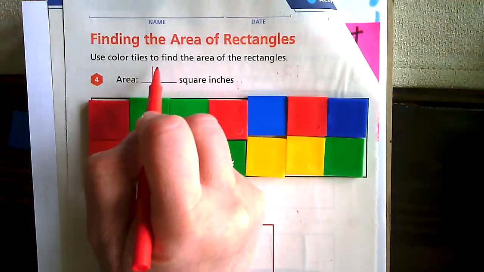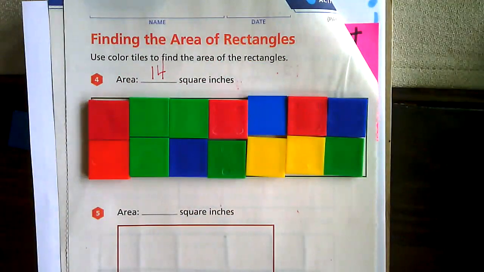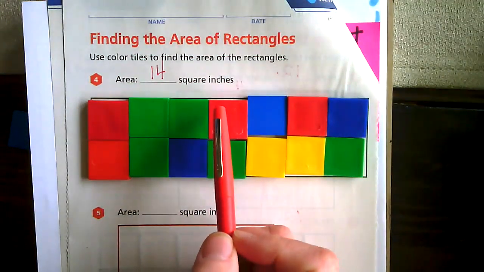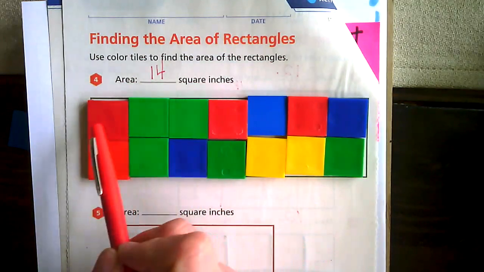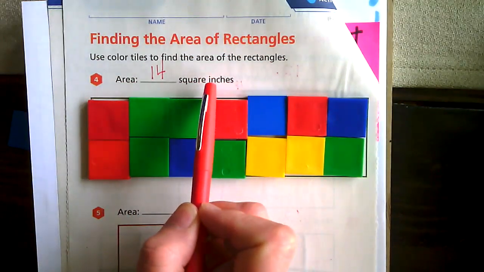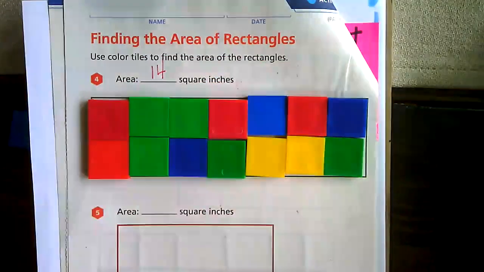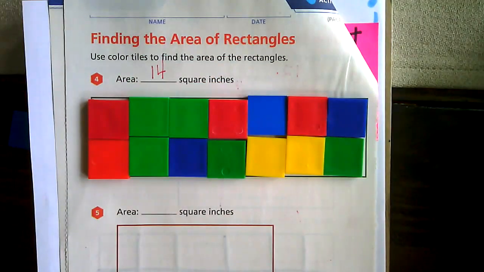14 square inches. Some of you are probably thinking that you could use multiplication as a shortcut. You could multiply 7 times 2 to give you the area of 14. And you could definitely do that.